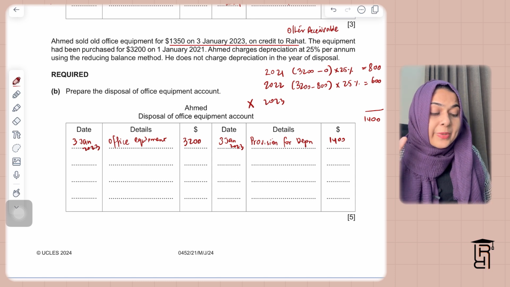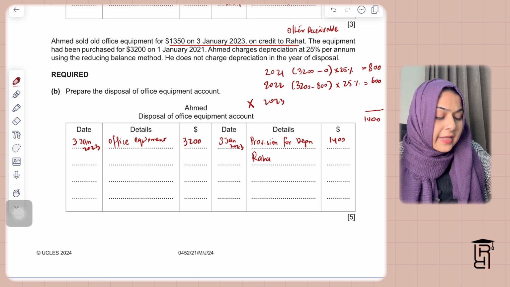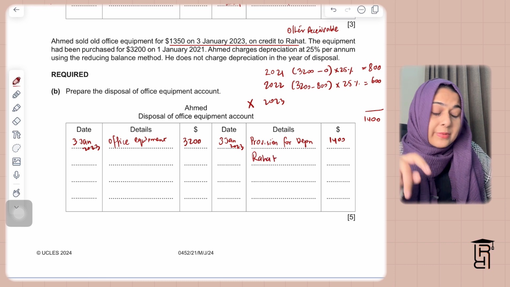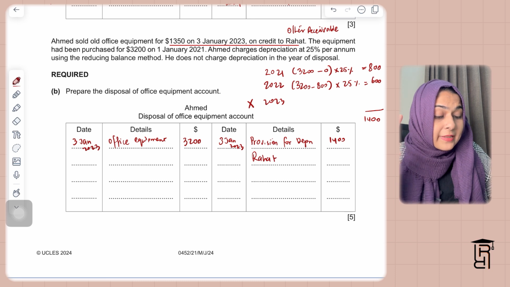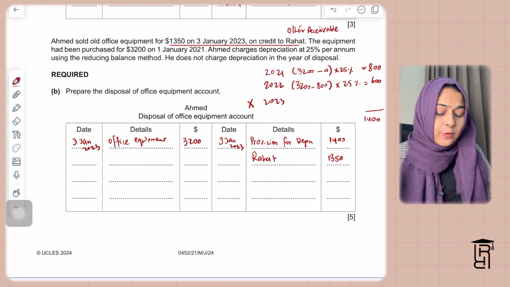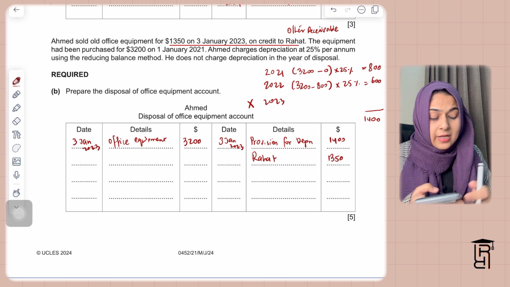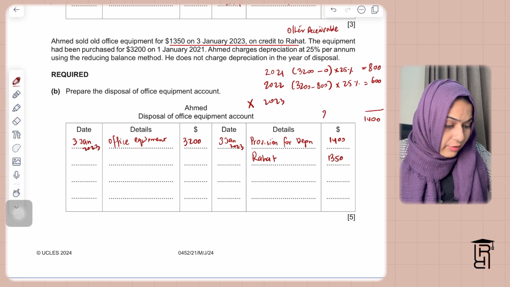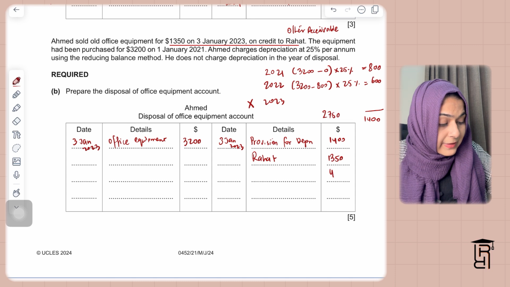So Rahat account will be debited, disposal account will be credited. I'll write here Rahat. In Rahat's account, I will write disposal on the debit side. In disposal account, I'm writing Rahat on the credit side, and this is going to be 1350, which I'm supposed to receive from Rahat in the next few months. So now when I will try to balance this account, it's not going to balance. 2750 is on the credit side, 3200 is on the debit side, so that means it's a loss of 450.